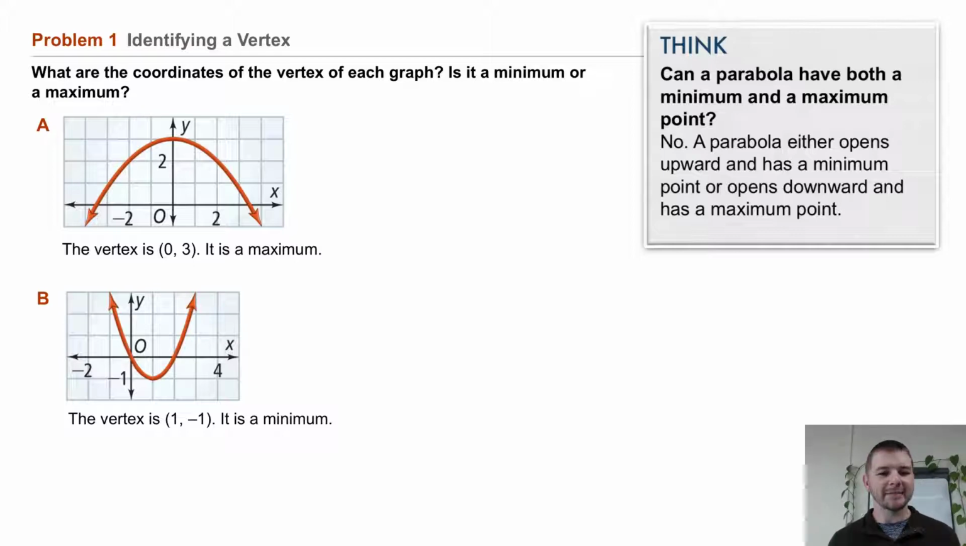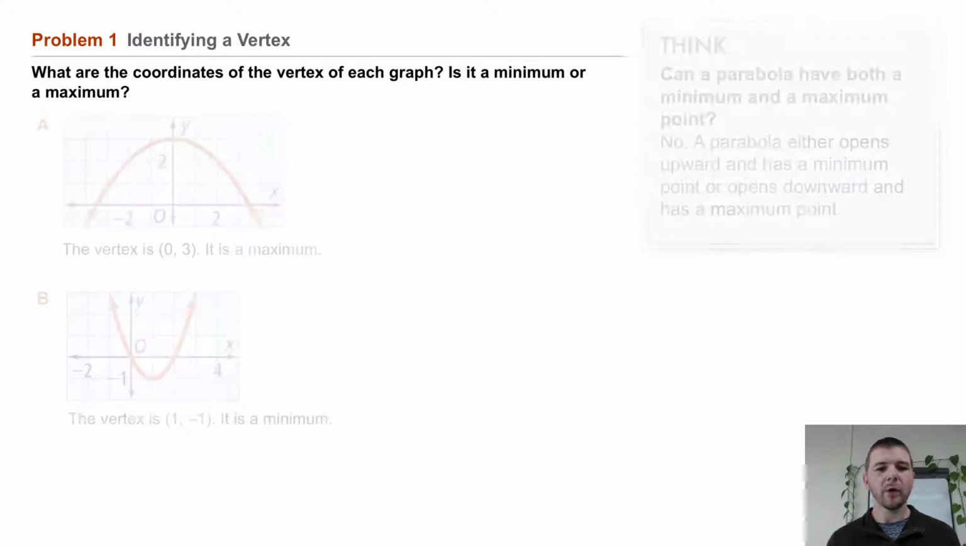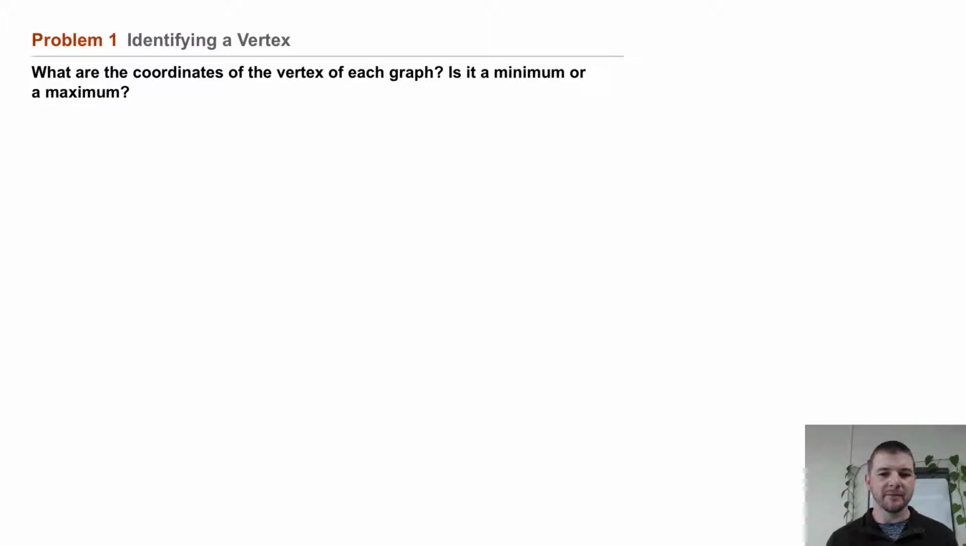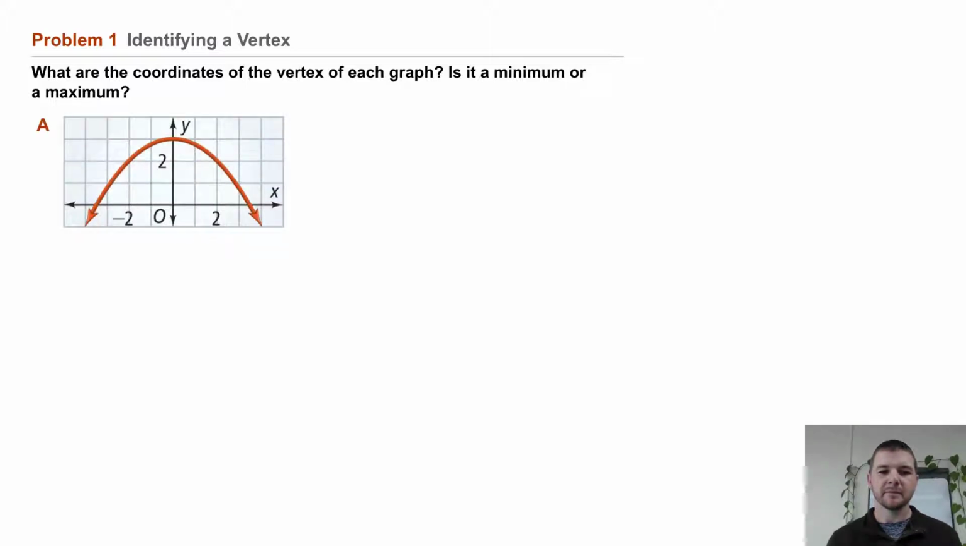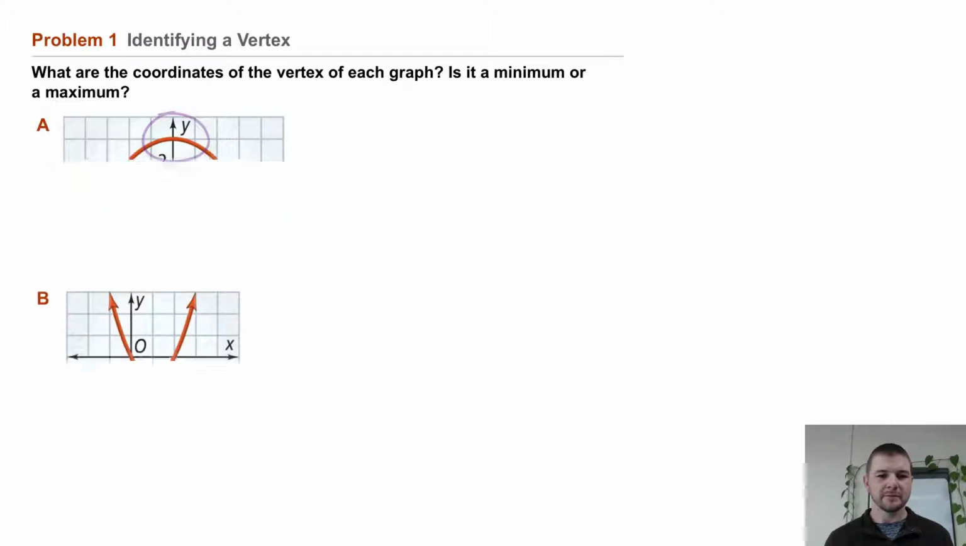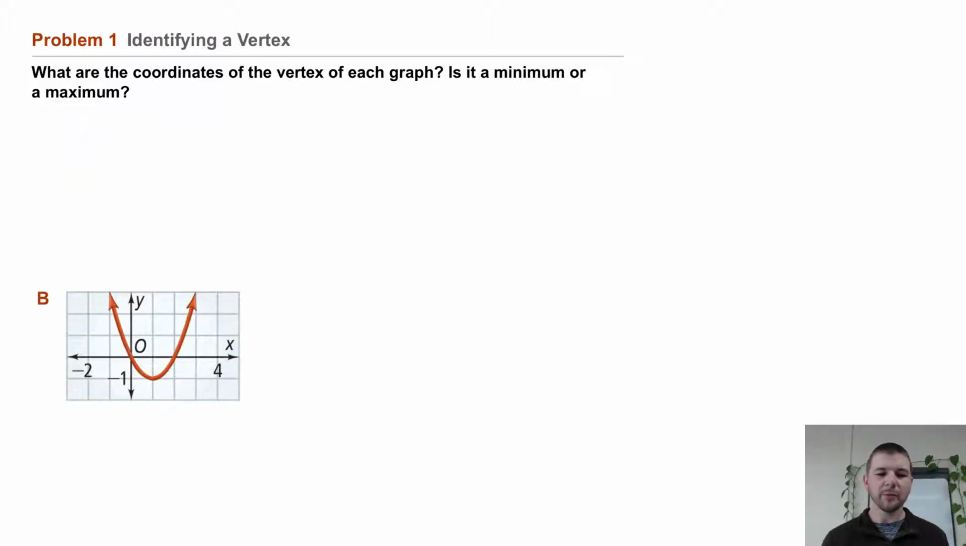Problem 1. Identifying a vertex. What are the coordinates of the vertex of each graph? Is it a minimum or a maximum? Part A. Consider the graph. We have a downward opening parabola, so its vertex will be a maximum, and we can identify that as the point 0, 3. Part B. An upward opening parabola, so the vertex will be the minimum, and it's located at the point 1, negative 1.